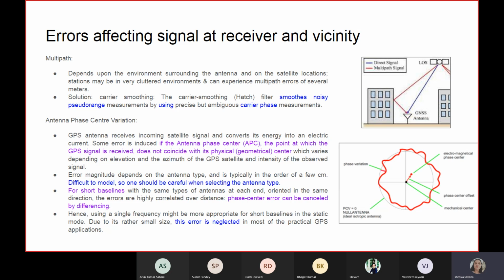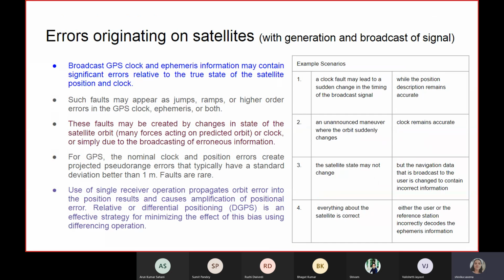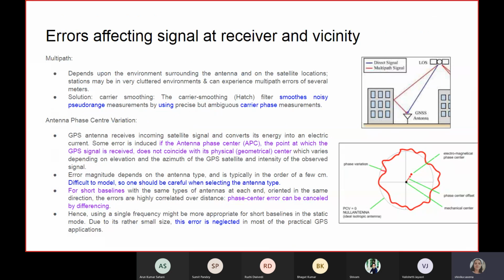For most practical applications, this error can be neglected because it is very small in size. As we saw in the previous slides, it can be contained in the receiver noise or receiver and station dependent error, so that within 0.5 meters, this error is contained. So for practical applications, we may neglect this kind of error.